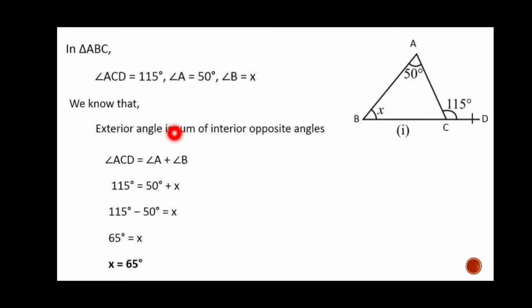Now we know that the exterior angle is the sum of the interior opposite angles. So we will apply the same property here also. Exterior angle ACD is equal to angle A plus angle B, right? Now the exterior angle value is given 115, angle A value is given 50 degrees, and angle B, that we have to find, is x. So if 50 goes to the other side, it becomes minus: 115 minus 50 is equal to 65 degrees. So the value of x will be 65 degrees. I hope this is clear to you people.